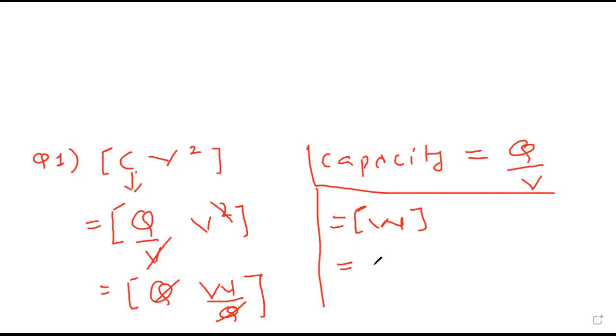Now W is work done. Tell me its dimension, if you are remembering. M1 L2 T minus 2, because it is force into displacement. M1 L2 T minus 2. Now follow, that is the CV square dimension. Okay, completely right.